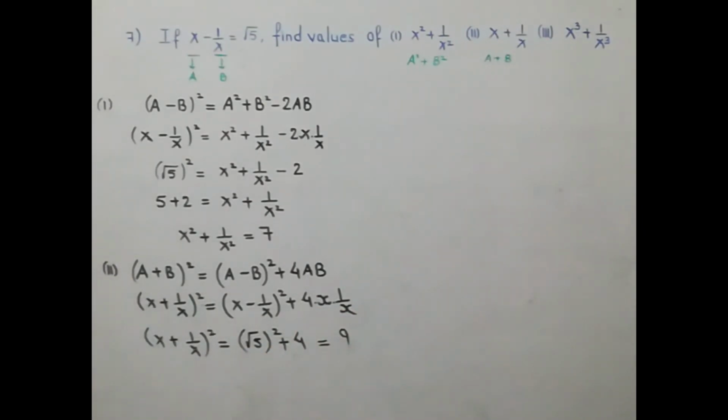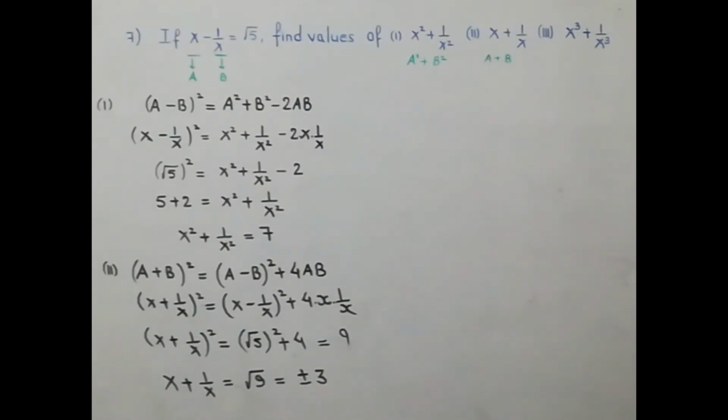Now this is the value for x plus 1 upon x whole square. But we need value for x plus 1 upon x, so take under root of this. So when you take under root of this, your answer will be plus minus 3. So this is how we have done the second part.